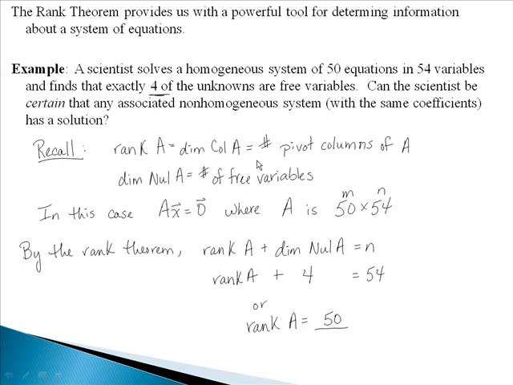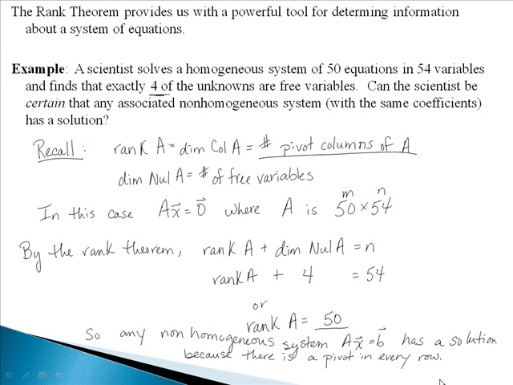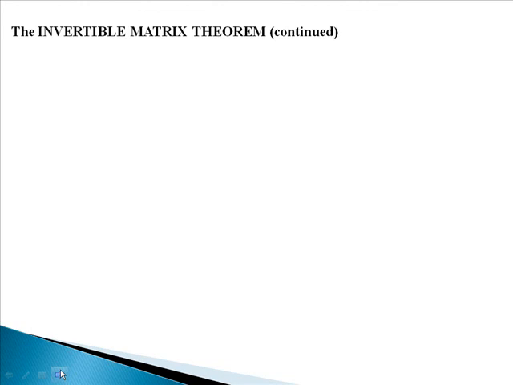And the rank of A is equal to the number of pivot columns of A. So for any non-homogeneous system, since I know there are going to be 50 pivots and I have 50 equations, there will be a pivot in every row. So any non-homogeneous system, AX equal B, has a solution because there is a pivot in every row.